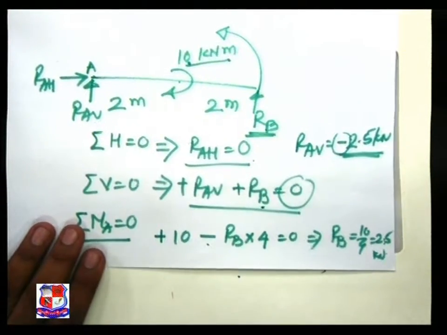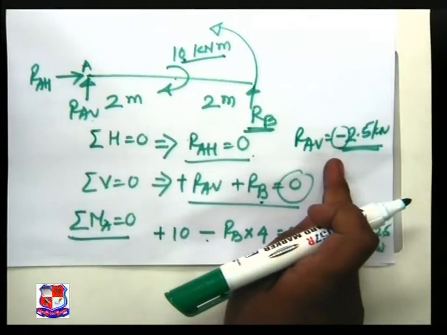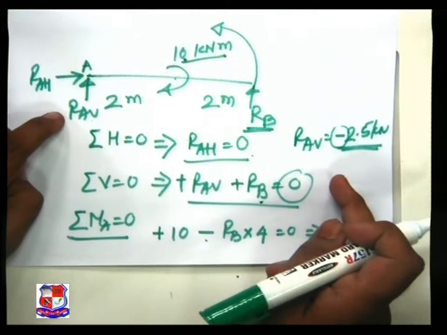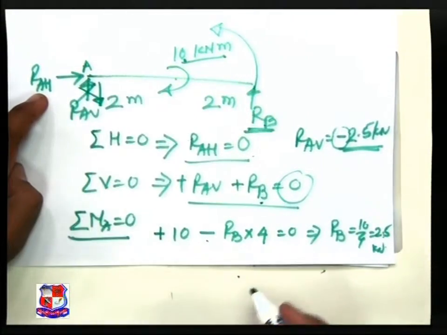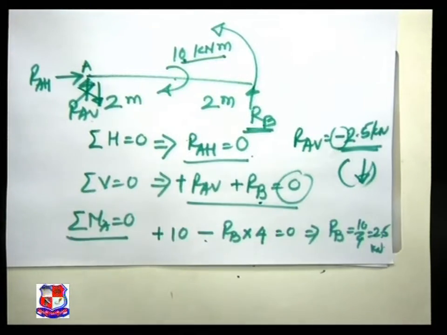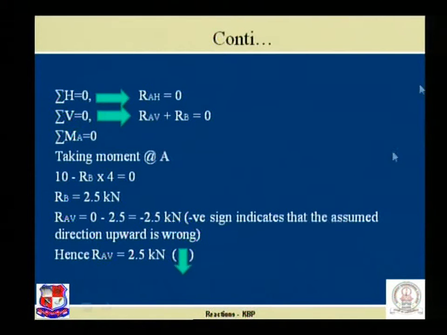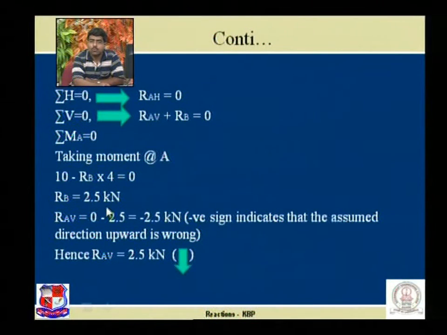Surprisingly, the term is minus. What is the significance of minus? Minus sign suggests that our assumed direction of RAV, that is upward, is wrong. It means finally RAV is acting downward. This is the meaning of the statement. So now sigma V is 0, we found the same equation, RAV plus RB is equal to 0, and if we take sigma MA equal to 0, we find RB as 2.5, but RAV is minus 2.5, hence RAV is of downward direction. I think it is clear what the significance of the negative sign is. Let us go for the next problem, problem number 5.